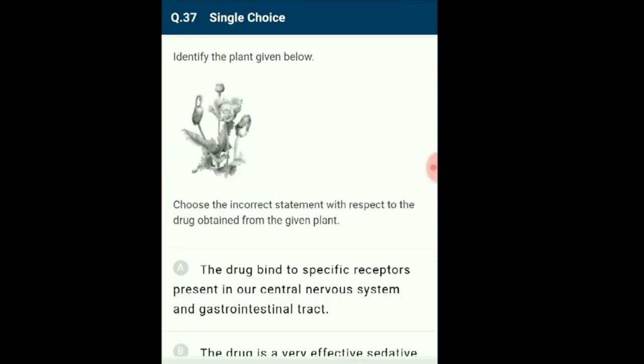Question number 37. Identify the plant given below. Choose the incorrect statement with respect to the drug obtained from the given plant. Heroin, also called diacetylmorphine, is a highly addictive morphine derivative that makes up a large portion of the illicit traffic in narcotics. Heroin is made by treating morphine with acetic anhydride. The resulting substance is 4 to 8 times as potent as morphine. Morphine is generally used as a pain-killing drug.